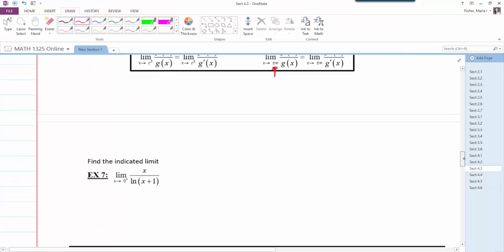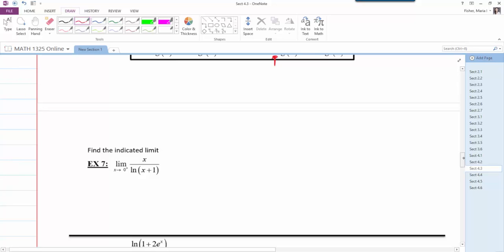So let's continue on. Let's find the limit as x approaches 0 from the right of x over the natural log of x plus 1. Again, always start with direct substitution. So 0 over the natural log of 0 plus 1. So you're looking at 0 over the natural log of 1, which is 0 over 0. That's indeterminate form. So we're allowed to use L'Hopital's rule.